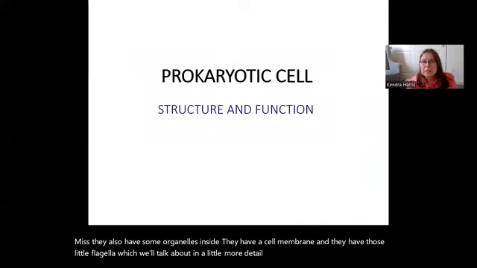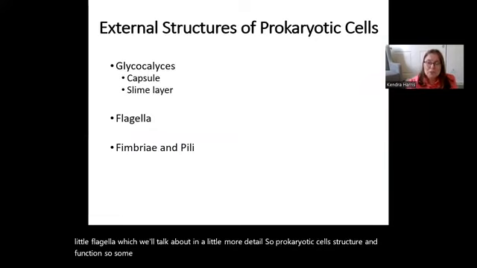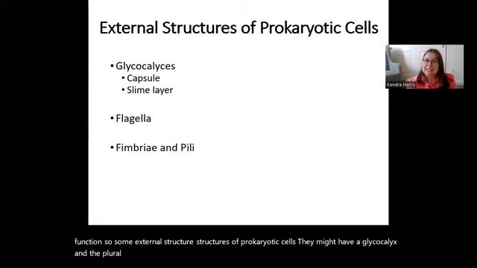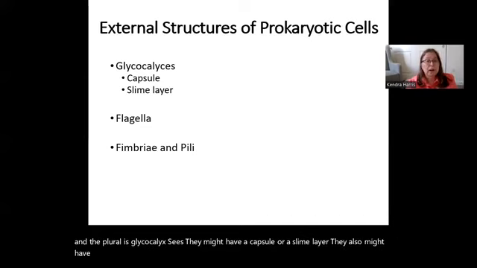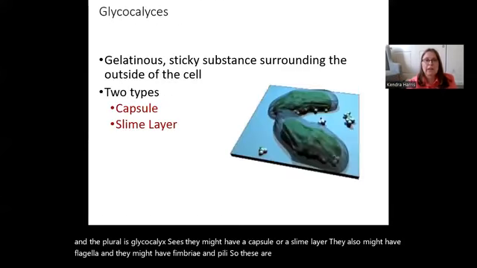So prokaryotic cells, structure and function. Some external structures of prokaryotic cells: they might have a glycocalyx, and the plural is glycocalyces. They might have a capsule or a slime layer. They also might have flagella, and they might have fimbriae and pili. These are external structures of prokaryotic cells.